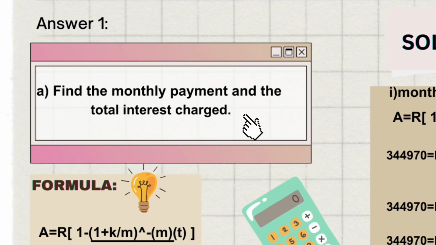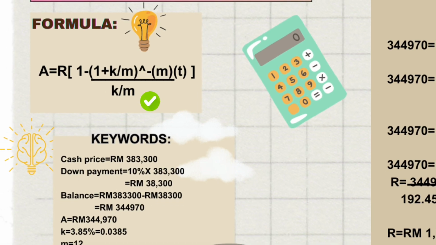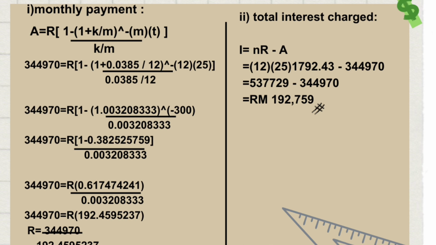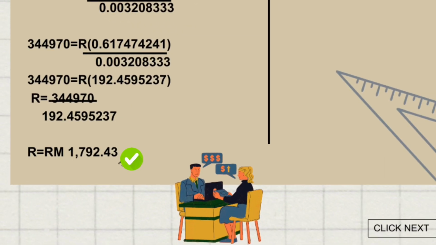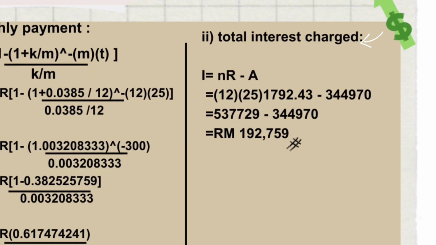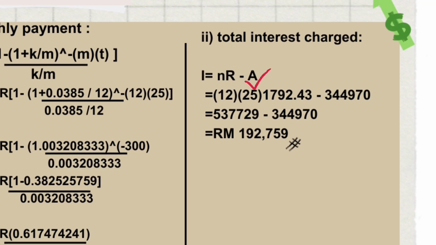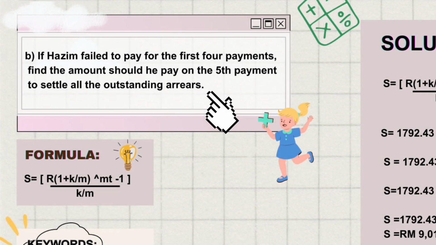Solution for 1A, find the monthly payment and the total interest charge. We use the formula A = R[1 - (1 + K/M)^(-MT)] / (K/M). Substitute all the information, solve the brackets first, and the final answer we get is R = RM1,790.43. To find the total interest charge, we use the formula I = NR - A, substitute all the information, and the final answer for the interest charge is RM192,759.